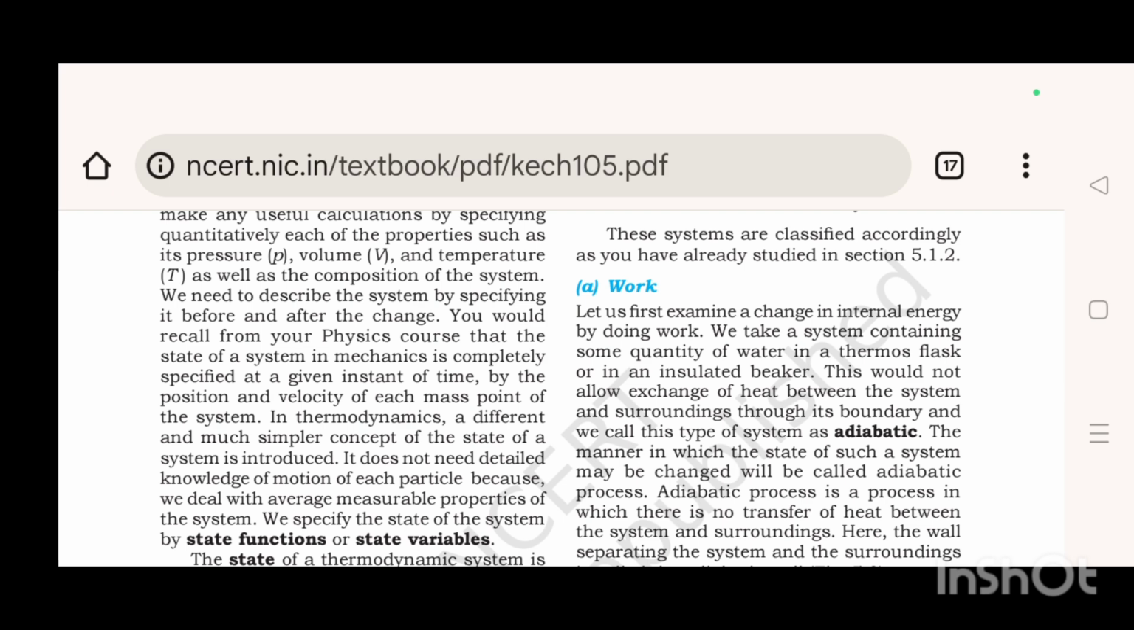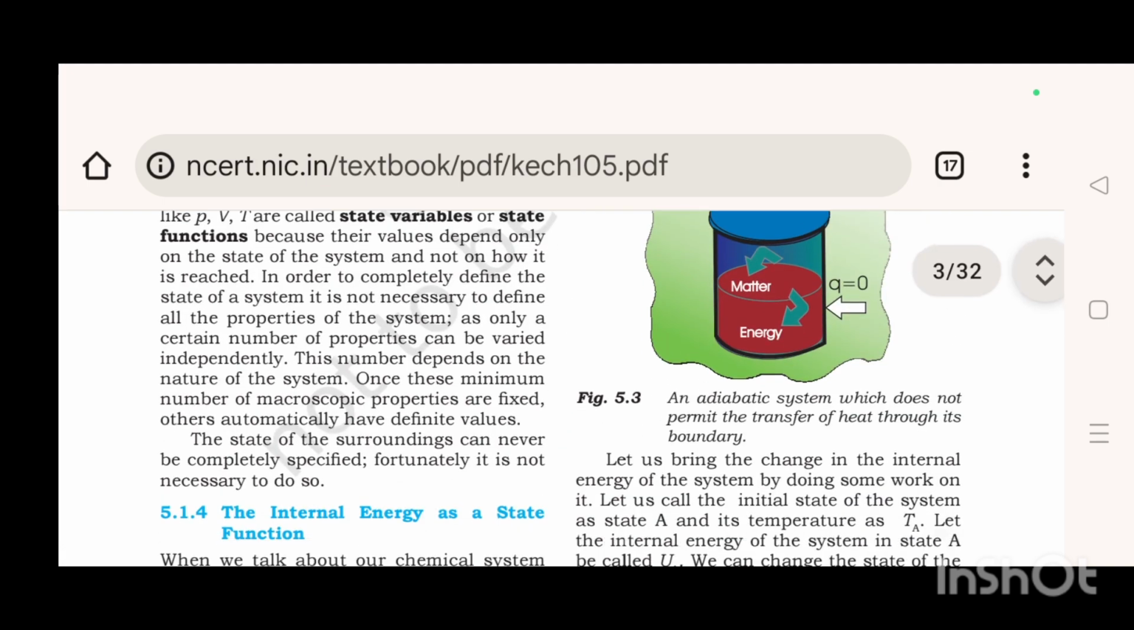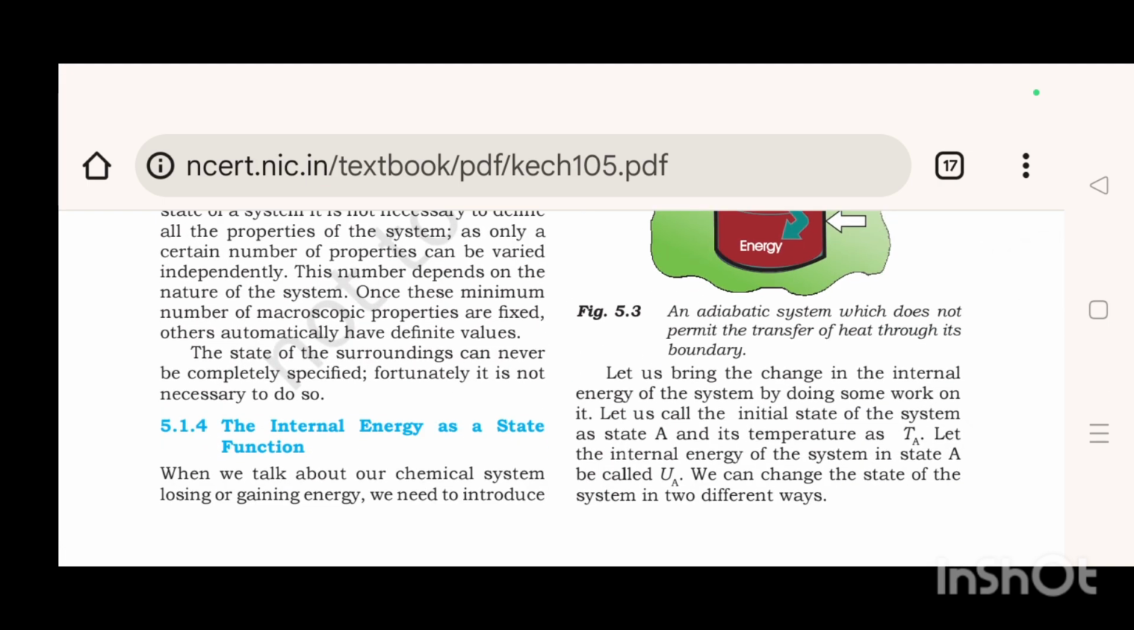Adiabatic process is a process in which there is no transfer of heat between the system and surroundings. Here the wall separating the system and the surroundings is called the adiabatic wall. Let us bring a change in the internal energy of the system by doing some work on it. Let us call the initial state of the system state A and its temperature TA. Let the internal energy of the system in state A be called UA.